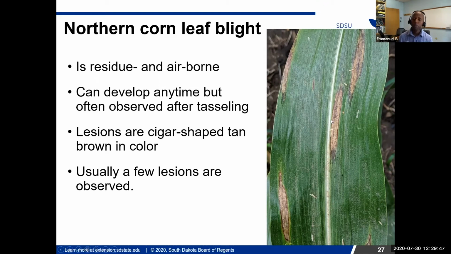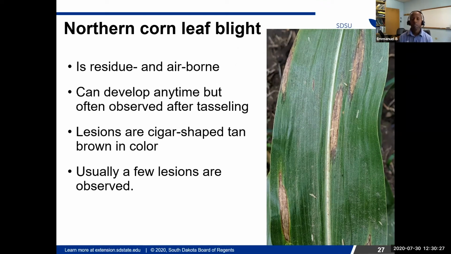The shape of the lesion is more elliptical and also cigar shaped. So that's one way you can tell northern corn leaf blight. Sometimes it can be confused with Goss's wilt. I'll share a few pictures of Goss's wilt, but the fact that you don't have the black freckles and also water soaking of the lesion, then that helps us to know we have northern corn leaf blight and not the bacterial disease. But also the shape, of course, for northern corn leaf blight is going to be the cigar shape, and it's very characteristic of this disease.